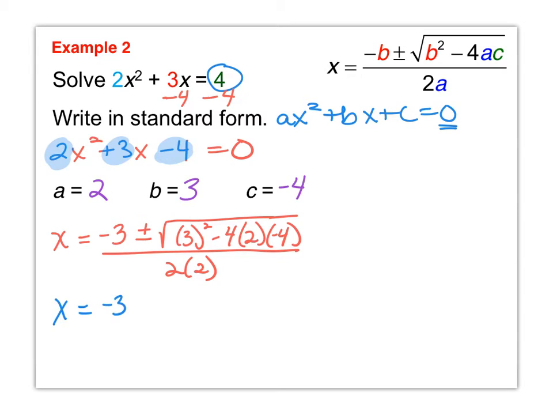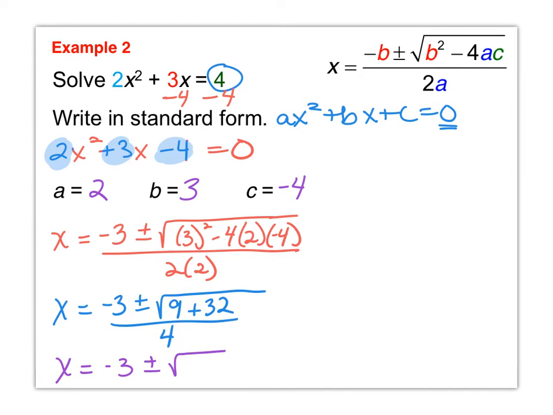In the numerator, we get negative 3 plus or minus, and I like to do the powers first. 3 squared is 9 minus 4ac. That's negative 4 times 2 times negative 4, which will give us a positive 32, all divided by 4. Let's continue to simplify what's under the radical. We have negative 3 plus or minus, under the radical, 9 plus 32. 9 plus 32 is 41, all divided by 4.